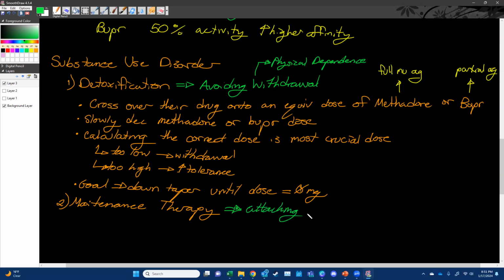Attacking the psychological dependence. And so this is a lot more of, why are you using? Is it because you are trying to avoid a trauma? Is it because your entire social circle is pushing you to use heroin or fentanyl? Do you have a family member that is using you in order to get drugs? There's lots and lots of different reasons why.